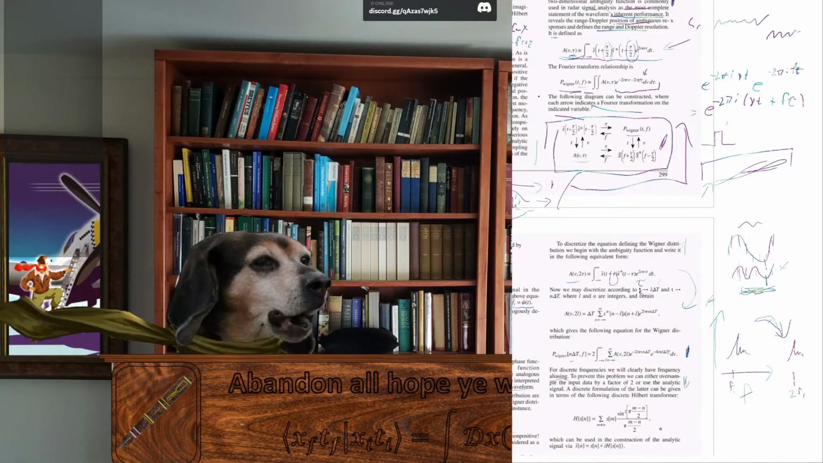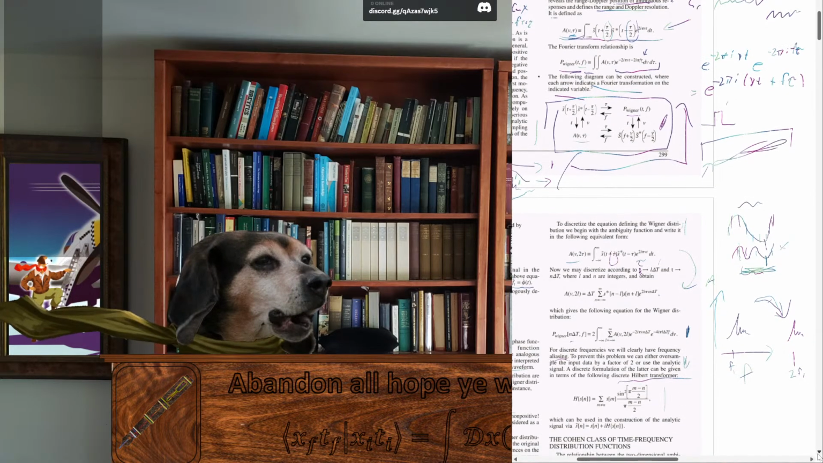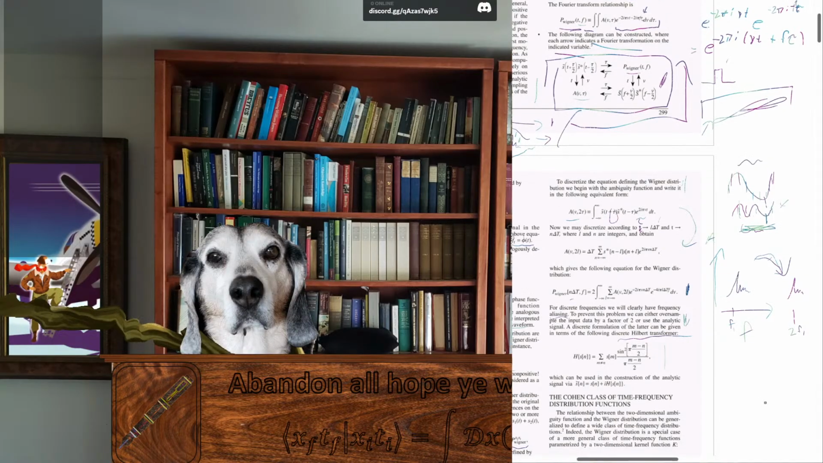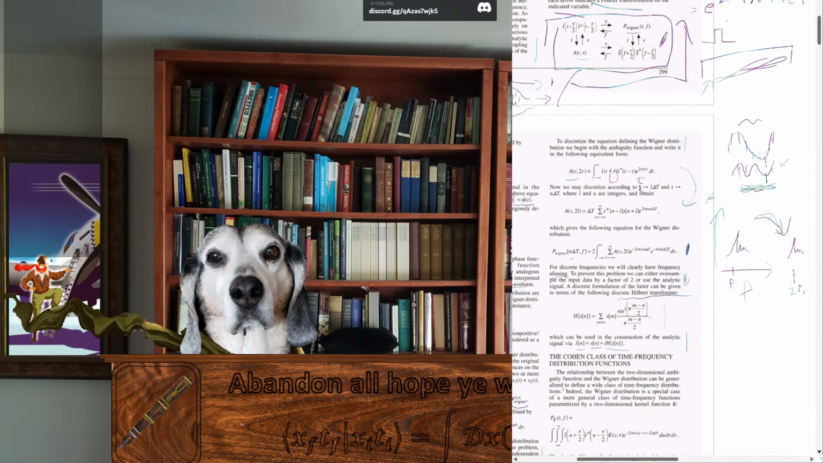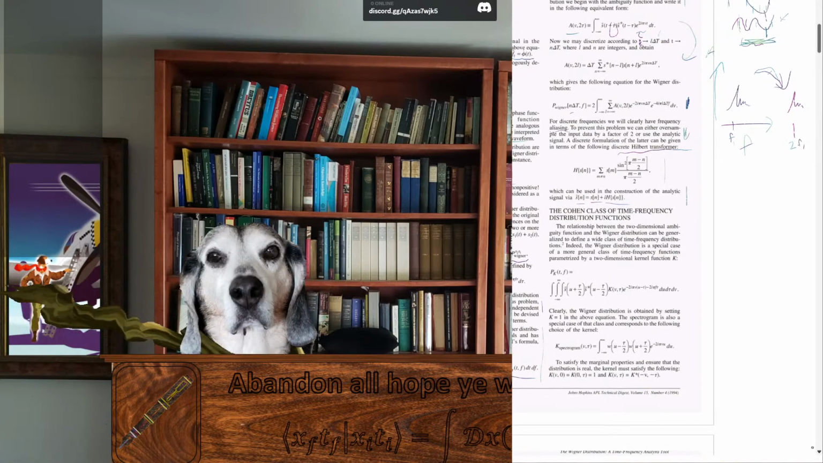Discrete formulation of the latter can be given in terms of the following discrete Hilbert transform. So that is the correlation to what we saw before with the Hilbert transform, which can be used in the construction of the analytic signal. S tilde of n is S of n plus i times the Hilbert transform of S of n. Okay. So let's just continue.